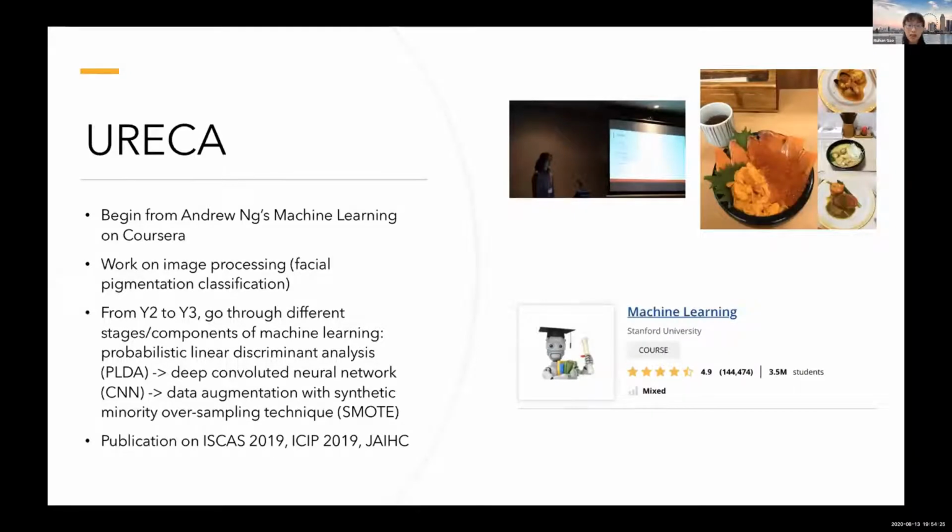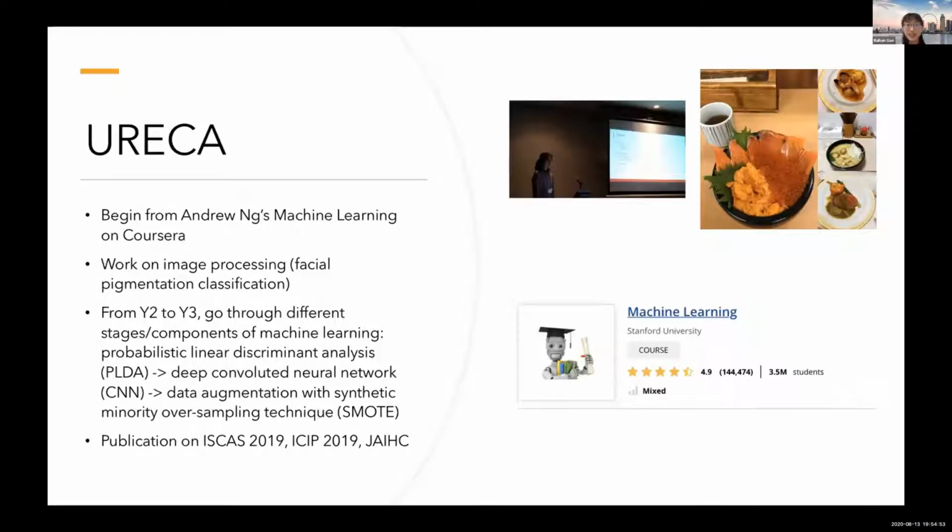Okay, moving on. In my second and third year, I joined the Eureka undergraduate research experience on campus. I worked with Prof. Lin Zhiping on a project of image processing, specifically facial pigmentation classification. I also started from the Coursera course, Machine Learning, at the beginning.